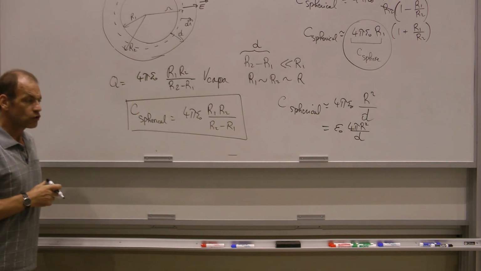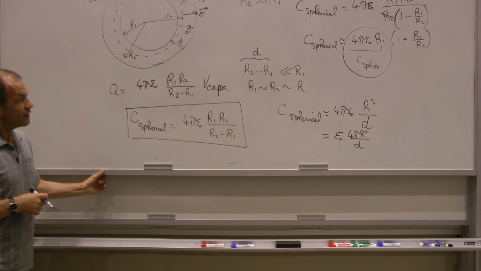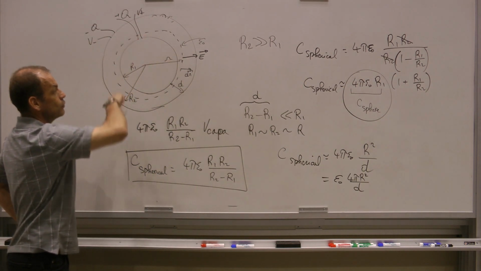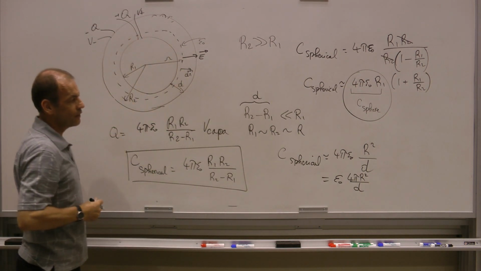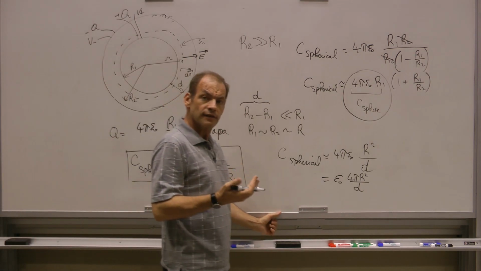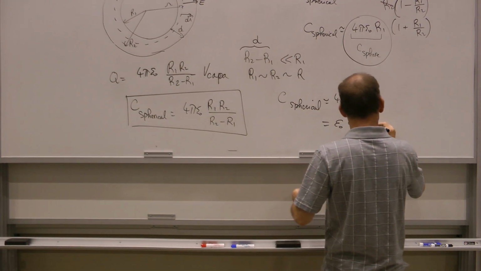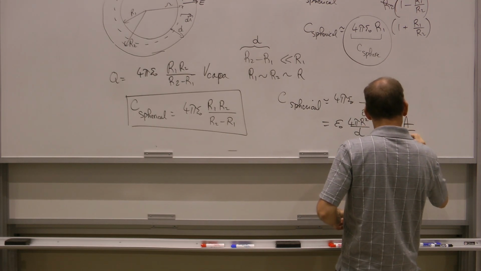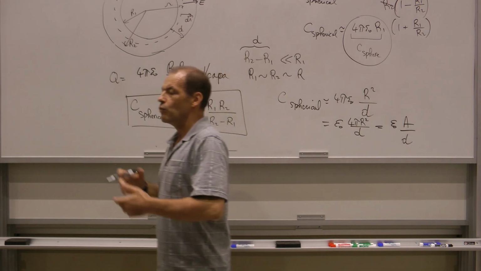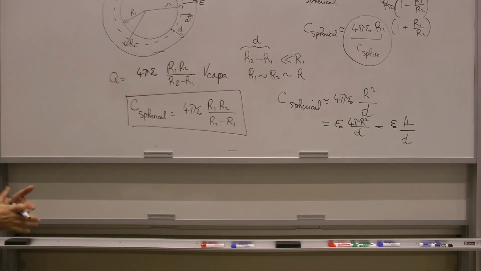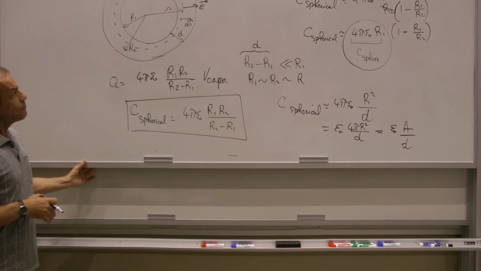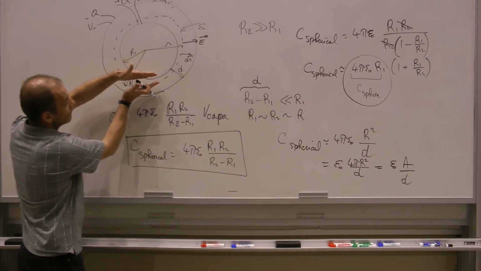What is 4 pi R squared? Well, that's the surface area of that inner sphere, or the surface area of the outer sphere, since they're so close to each other. So this is an area. This is the area of the capacitor. So this is equal to epsilon 0 A divided by d. What do we find? We find that this capacitor behaves as if it were a parallel plate capacitor. So that's what happens when the two plates are very close to each other.